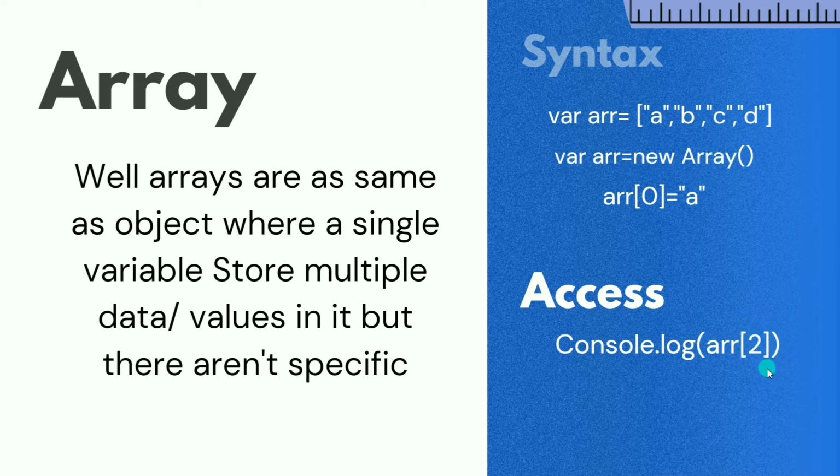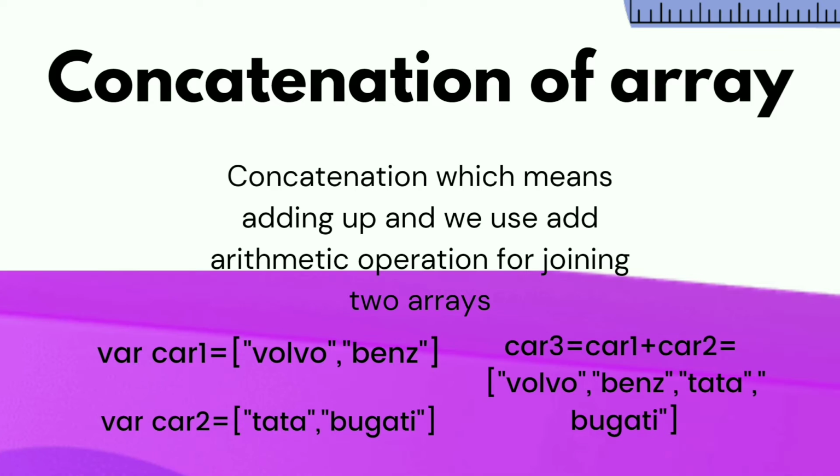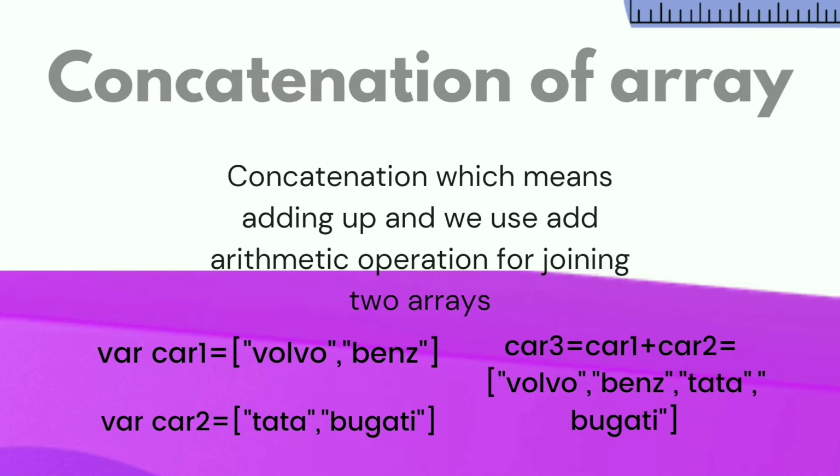And how to access them? To access them, we have to mention the variable name: index 0 has a, 1 has b, 2 has c, 3 has d. If I am mentioning array[2], it is going to give me the value c, and this is how we create the array. And concatenation of arrays. Well, we can use the addition operation to combine two arrays. How?